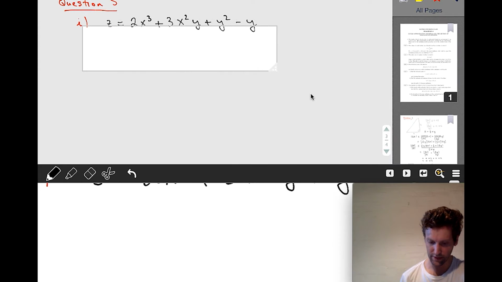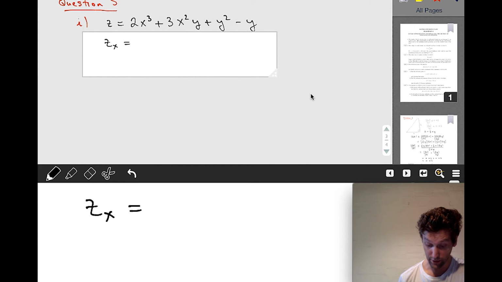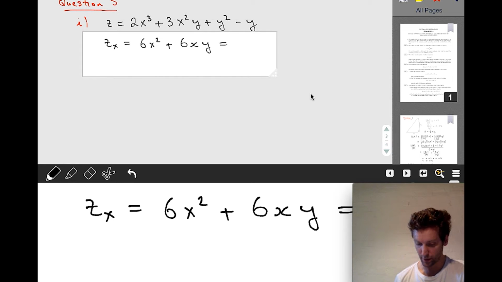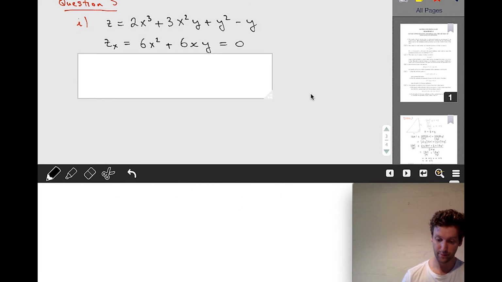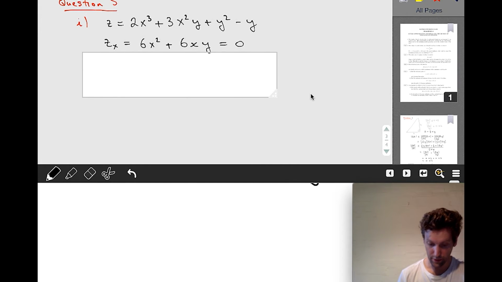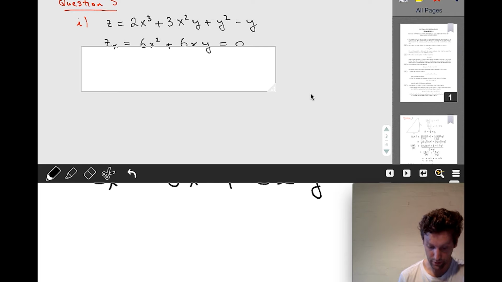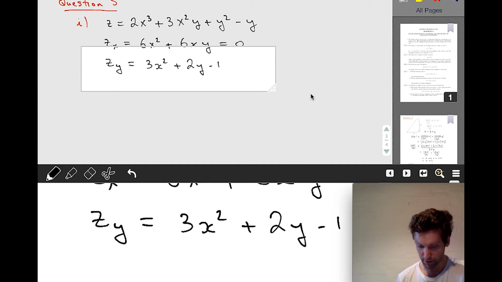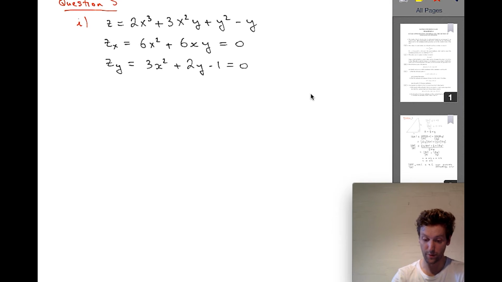So the partial derivative of z with respect to x is equal to 2 times 3x squared, so 6x squared, plus 3 times 2x, that's 6x times y, and that's going to be equal to 0 at the stationary points. The partial derivative of z with respect to y will be equal to 3x squared plus 2y minus 1. And that will also be equal to 0 at the stationary point.